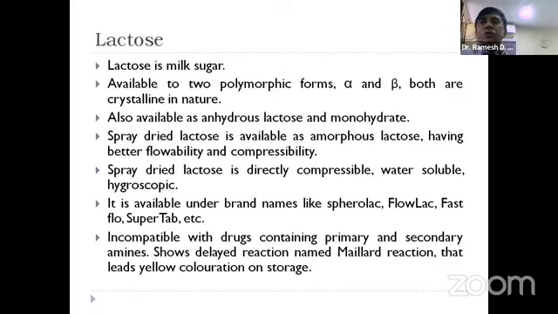First and foremost is lactose. It is the oldest diluent which is used in tablet manufacturing. It's a milk sugar. It is obtained from milk. Lactose is mainly available in different forms like alpha form and beta form. Currently, spray-dried lactose is more commonly used. Now, the spray-dried lactose is prepared by spray drying.